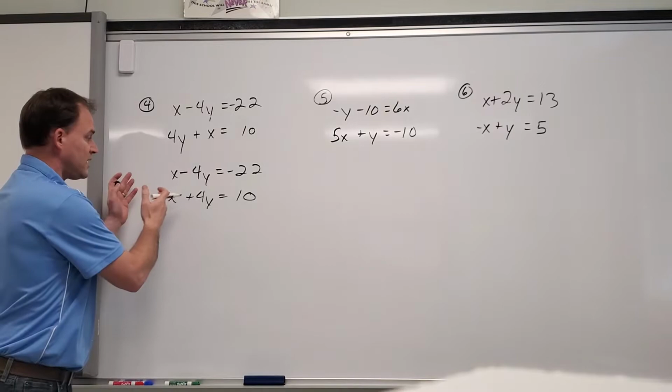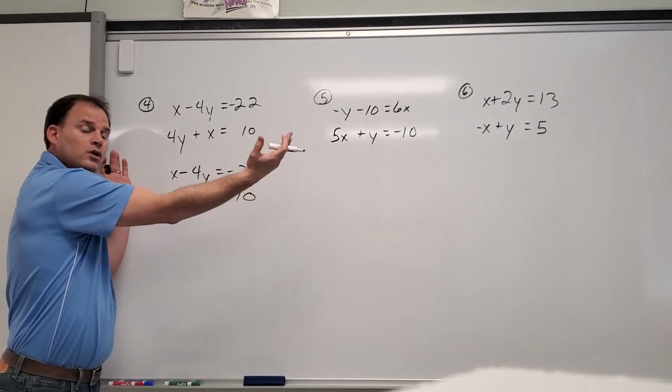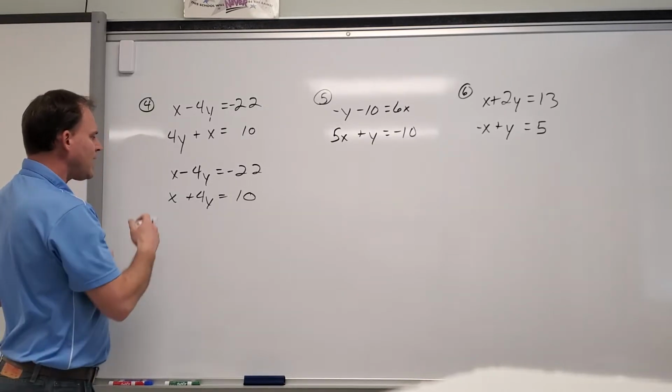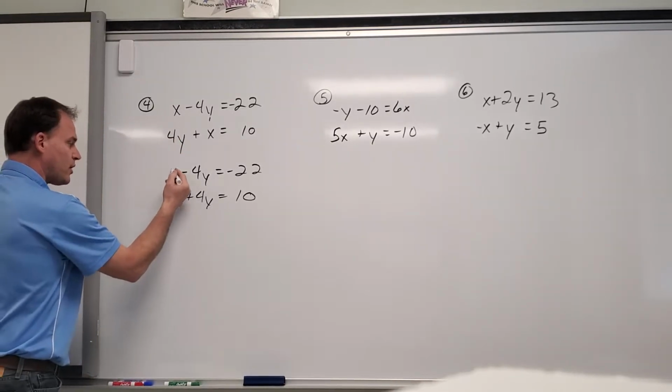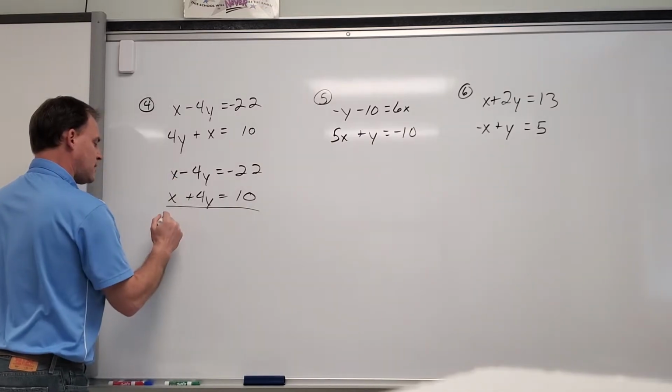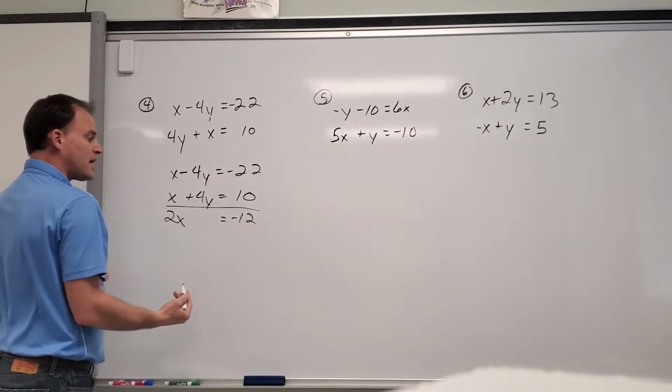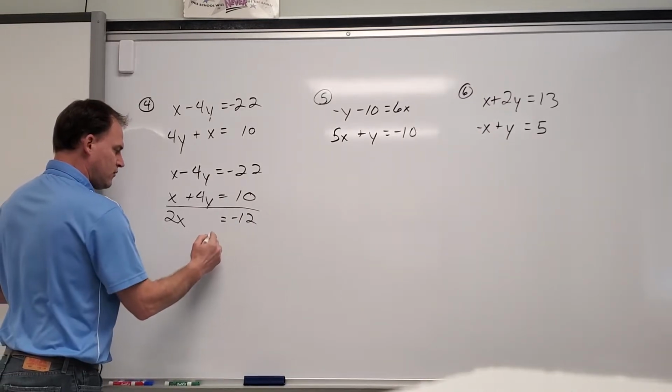Now, is everything in standard form? Everything in the right order? Sure. Do I have opposites? Yes, I do. All right, so go ahead and add vertically. Remember, x plus x is going to be 2x. The y's are eliminated. That equals negative 12. Divide.